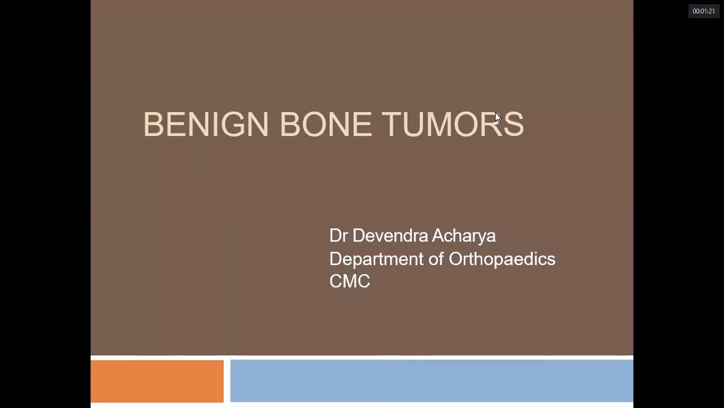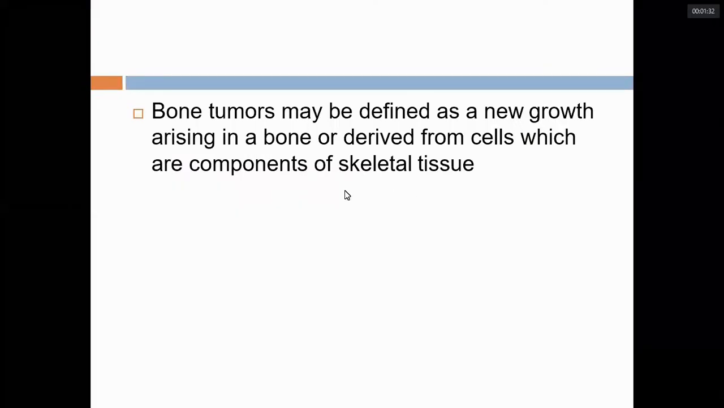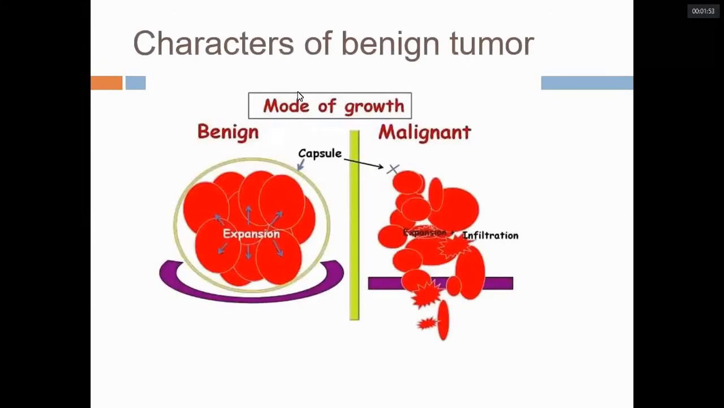In this lecture, I'll be discussing benign bone tumors as well as the classification of benign bone tumors. And in the next lecture, I'll discuss the remaining topics in benign bone tumors. Bone tumors may be defined as a new growth arising in the bone or derived from cells which are components of the skeletal tissue. Right? Bone tumors arise from the bone cells. Okay, there's nothing new. Pathology tumor.